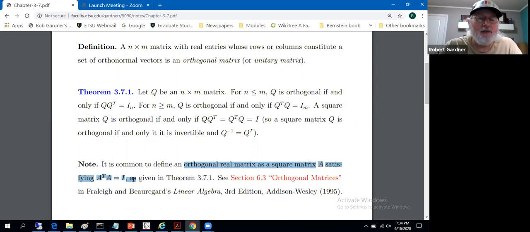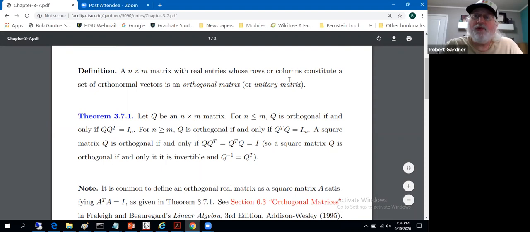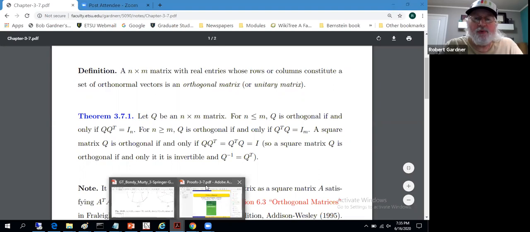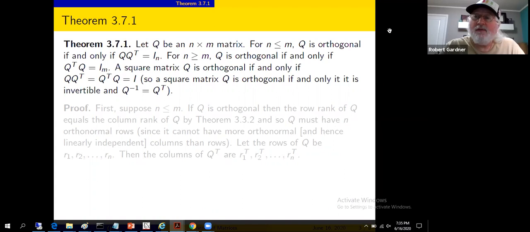So we'll make a comment here shortly about what happens when we don't have real entries. We're here to deal with real entries, but we'll make a passing observation about complex values in matrices. But an orthogonal square matrix is required to satisfy A transpose A equals the identity. Same kind of thing we had up here. So that's actually taken as a definition in some settings. Our definition is in terms of orthonormal rows or orthonormal columns, and in some sense that's the important property of orthogonal matrices. But theorem 3.7.1 gives us a way to recognize algebraically, computationally, orthogonal matrices by taking that matrix and multiplying it by its transpose on the left or the right, depending on these various cases. Okay, let's verify that.